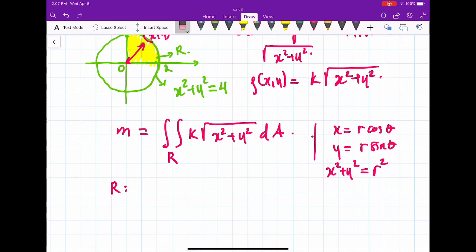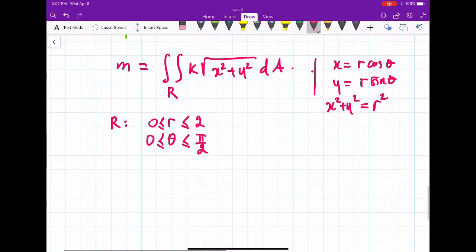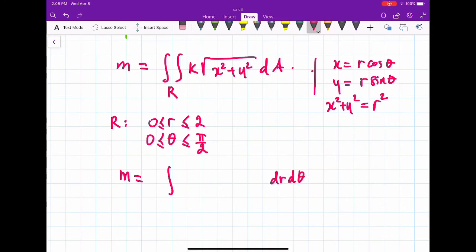Our region in polar coordinates can be described like this. R is any r greater than or equal to 0, less than or equal to 2, and theta greater than or equal to 0 and less than or equal to pi over 2, because we consider only the first quadrant. So the m equal to, I want to write dr d theta, but if you want, you can integrate theta first and then r later. So for theta, I go from 0 to pi over 2. For r, I go from 0 to 2. The k is constant, I can take that out. Square root of x squared plus y squared, that is just r. And don't forget to multiply with the r, right?